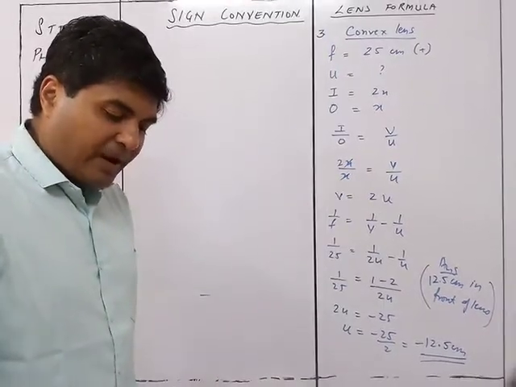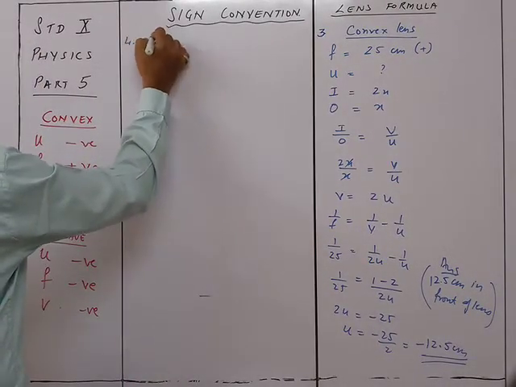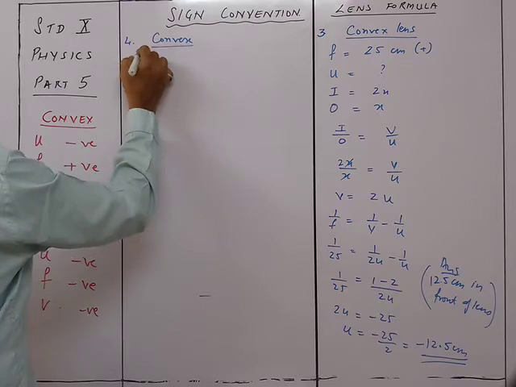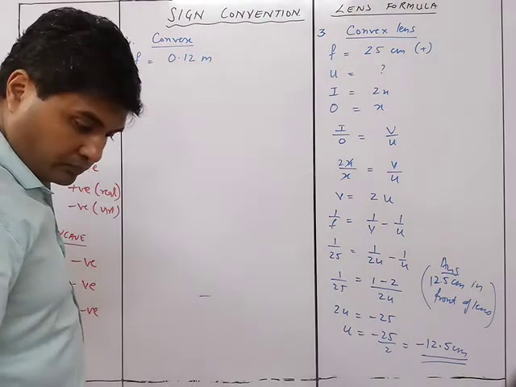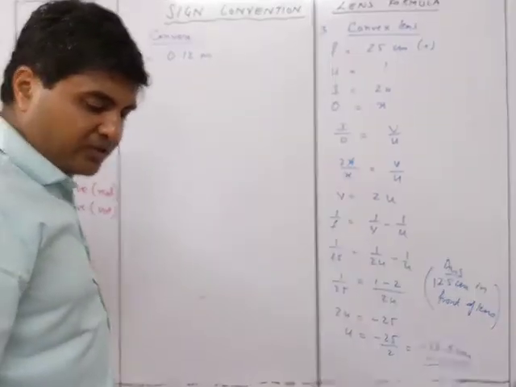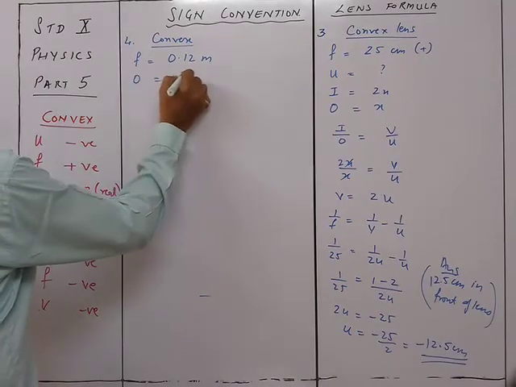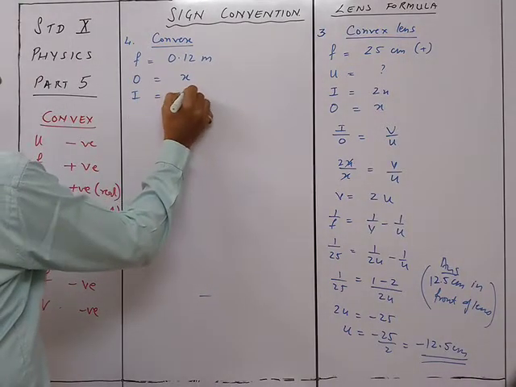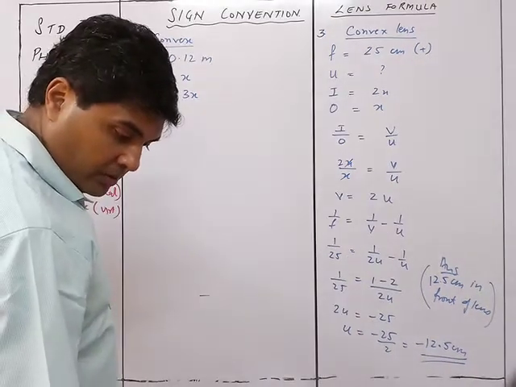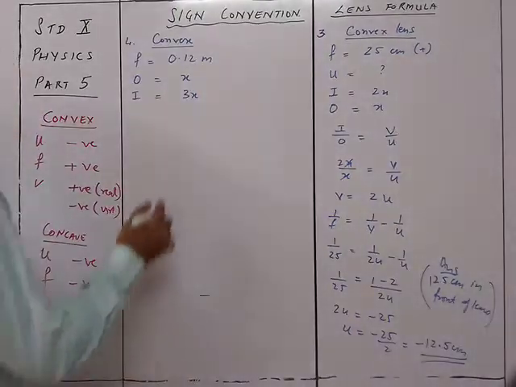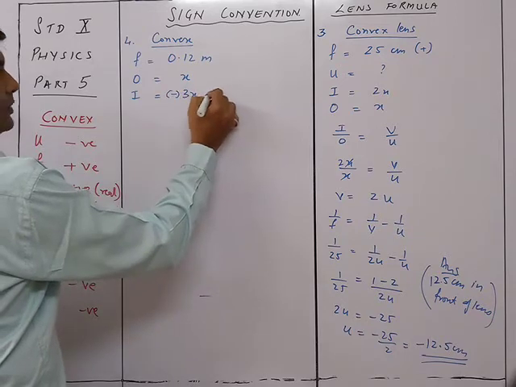Where should an object be placed in front of a convex lens of focal length 0.12 meters to obtain a real image of size 3 times the size of the object on a screen? So first thing, it is convex again. Focal length is equal to 0.12 meters. The object is equal to x, the image is equal to 3x. So it's a real image, and because it's real, this will be negative.